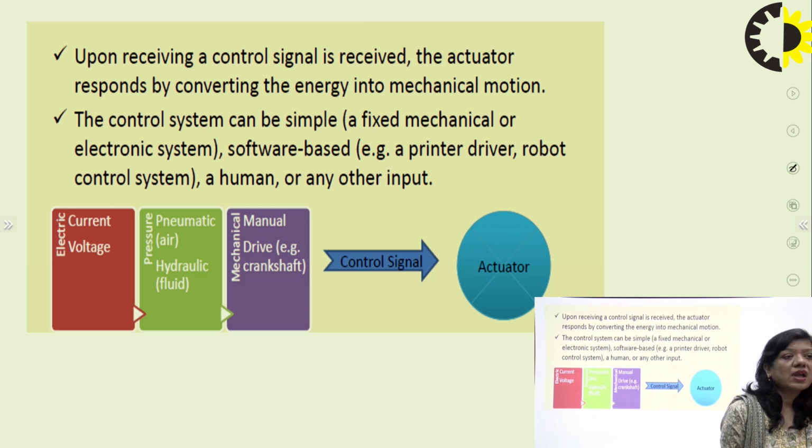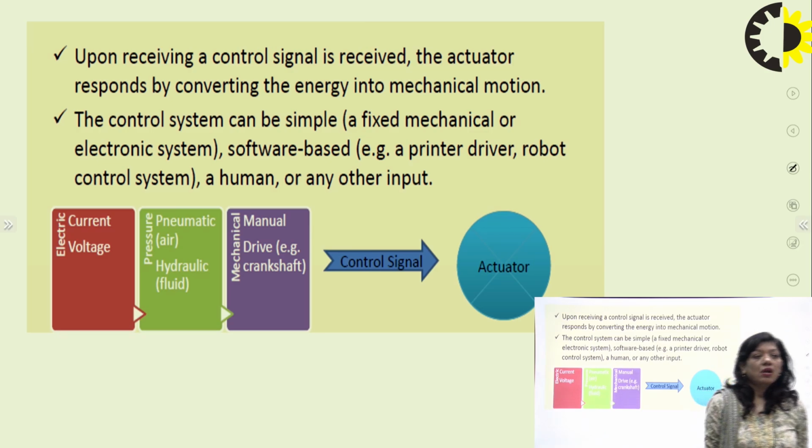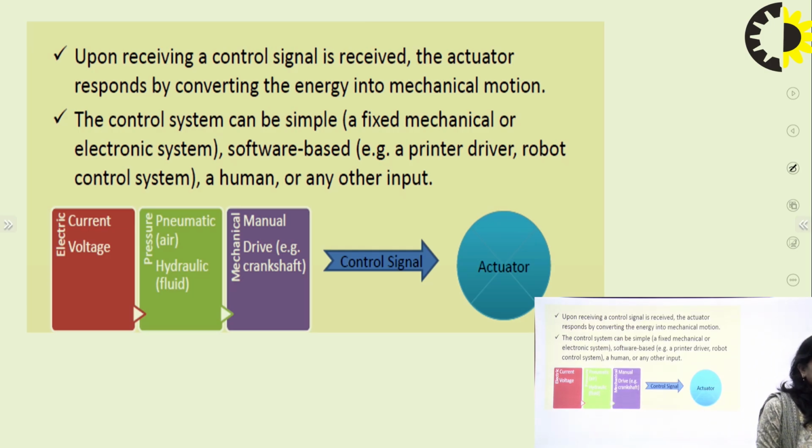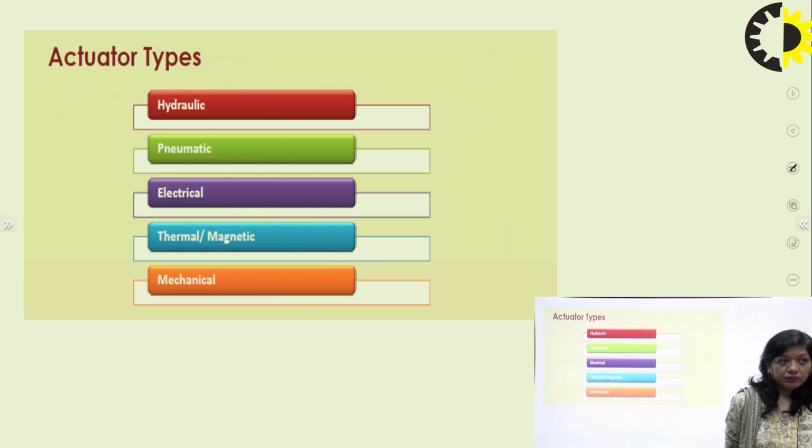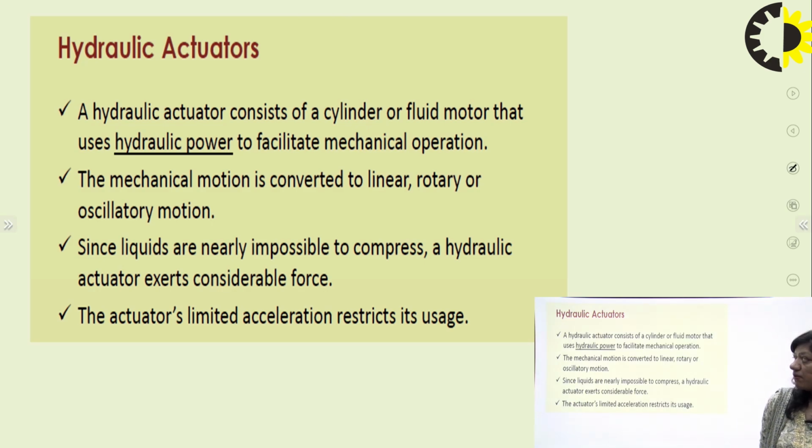The control system can be simple, a fixed mechanical or electronic system, or software based, such as a printer driver, robot control system, or human or any other kind of input. So we have electrical current or voltage, which is converted into pressure like pneumatic, then converted into mechanical drive by a crankshaft, and control signals are converted into an actuator. We have these actuator types: first one is hydraulic, pneumatic, electrical, thermal and magnetic, and last one is mechanical. We will describe these types of actuator in description form.